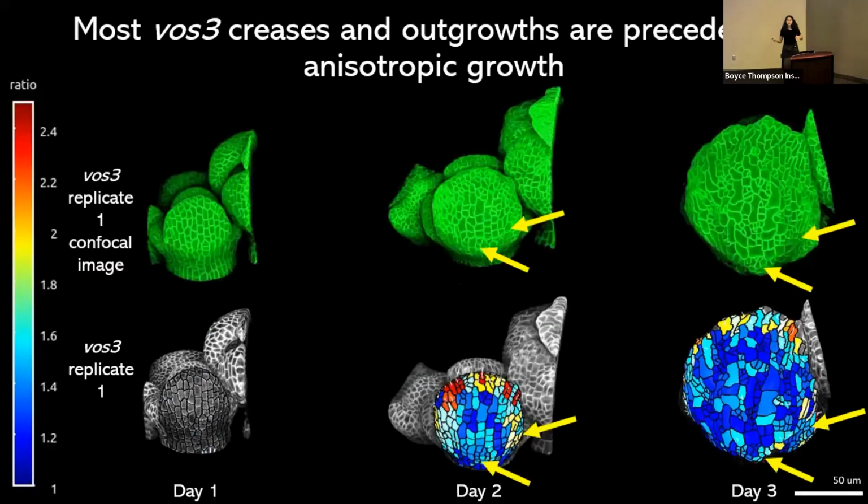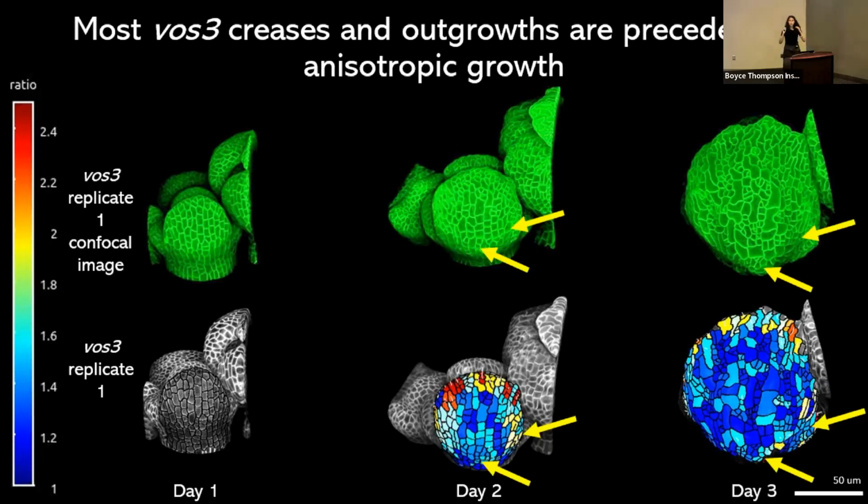So now that we've looked at the general differences in anisotropy between VOS3 and wild type, we decided to zoom in on the VOS3 sepals to see if perhaps the locations of anisotropic growth could give us some insight into the formation of lumps and creases. What I've done here is highlight with arrows areas that will become lumps and creases in the later days for these VOS3 sepals. I think that one later becomes an outgrowth, this later becomes a crease.